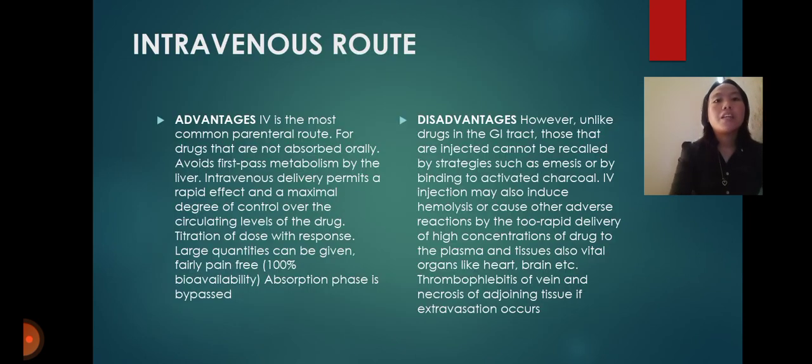Begin first with the intravenous route. Advantages: IV is the most common parenteral route for drugs that are not absorbed orally. Avoids first-pass metabolism by the liver. Intravenous delivery permits a rapid effect and a maximal degree of control over the circulating level of drugs. Titration with response, large quantities can be given fairly pain-free. 100% bioavailability, absorption phase is bypassed.